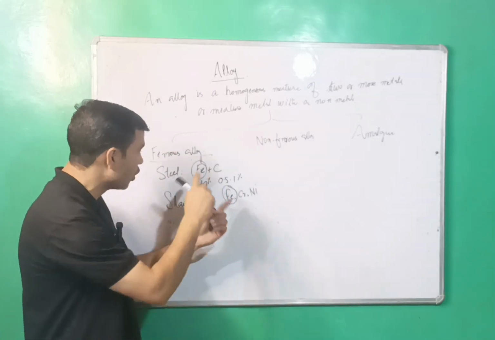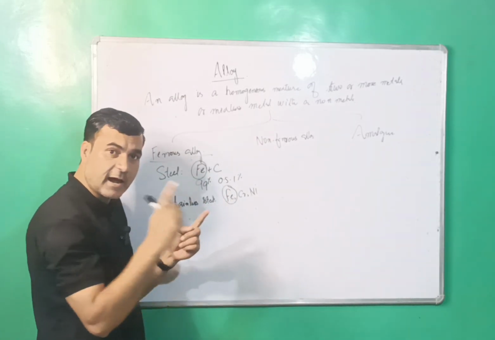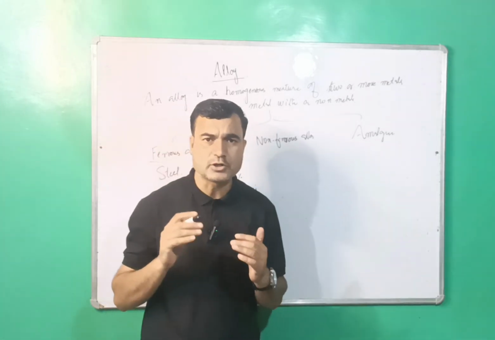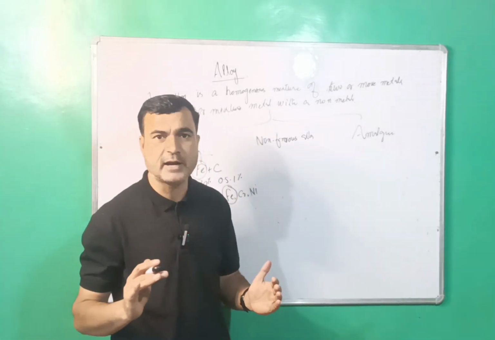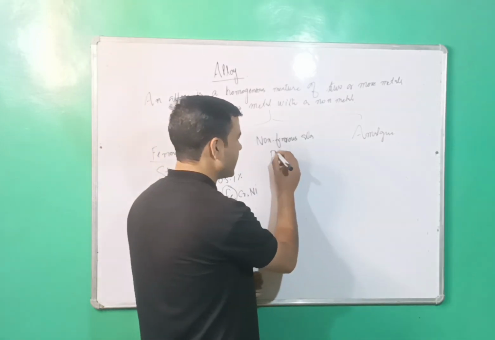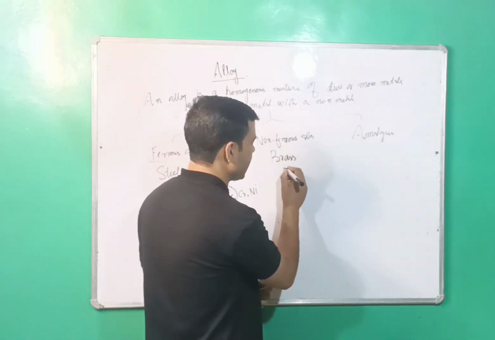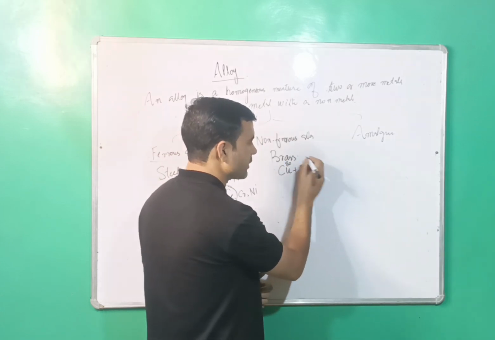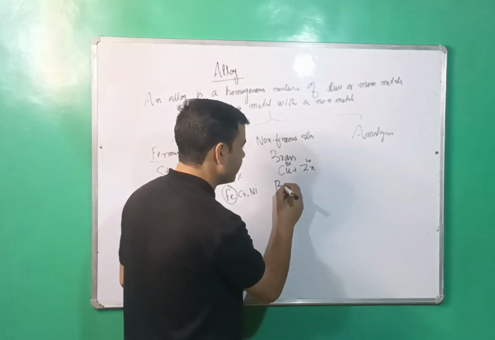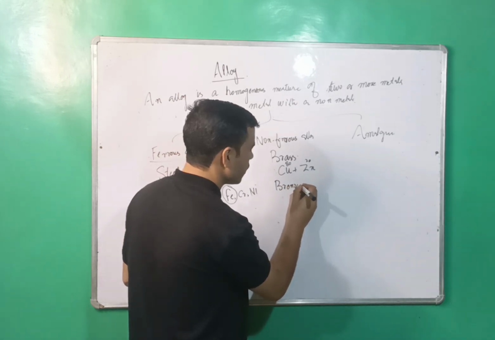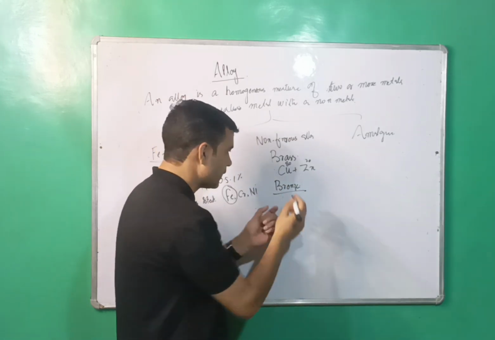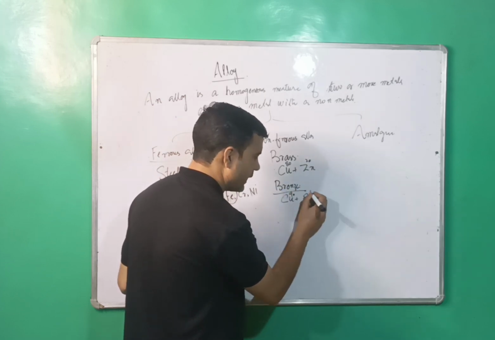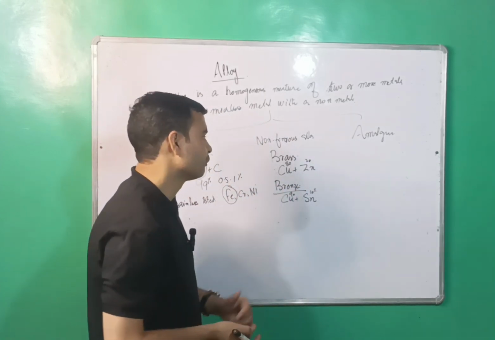In simple words, those alloys which contain iron as one of their constituents are called ferrous alloys, while non-ferrous alloys are those alloys which do not contain iron as one of their constituents. Just like I will give an example of brass. Brass is an alloy of copper plus zinc. In this case, 80% is copper and 20% is zinc. Another example is bronze. Bronze is an alloy of copper plus tin. Here 90% is copper and 10% is tin.